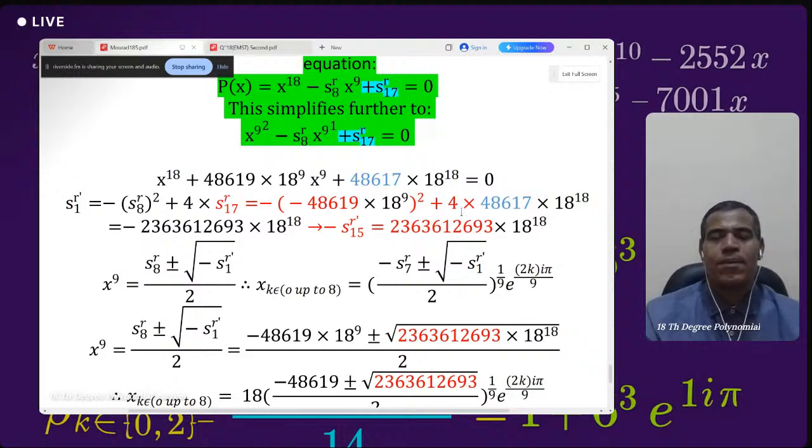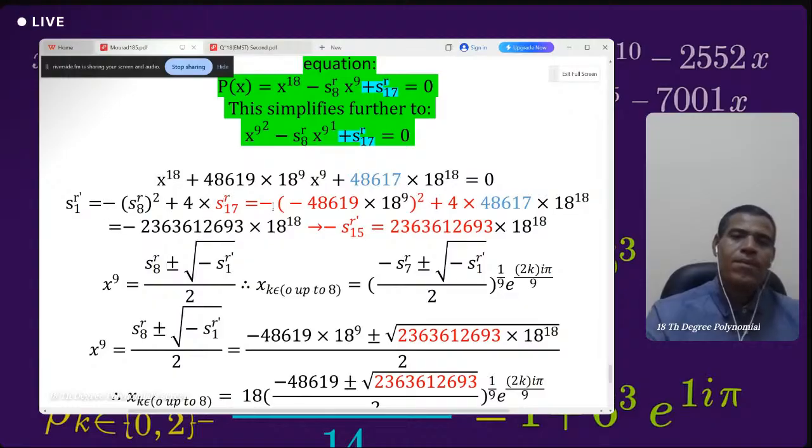Well, imagining S8R is b and S17 is c and a is 1. So all the inputs to the quadratic formula are exact. Correct. The paper also details calculating an intermediate value, which it calls S1. This value is calculated as negative S8R squared plus 4 S17, which looks very much like the discriminant part, b squared minus 4ac, though with a sign flip convention here.